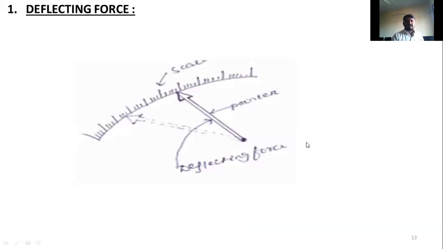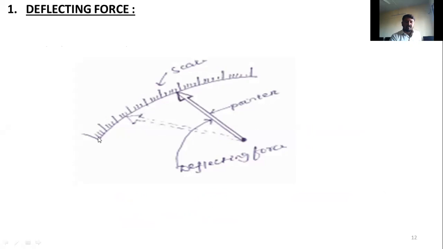Okay, see here. I am showing the diagram here now. Is the diagram visible to all of you? Yes, sir. This is the calibrated scale here. We are going to call it the calibrated scale. This is the pointer. We are going to call it the pointer here now.